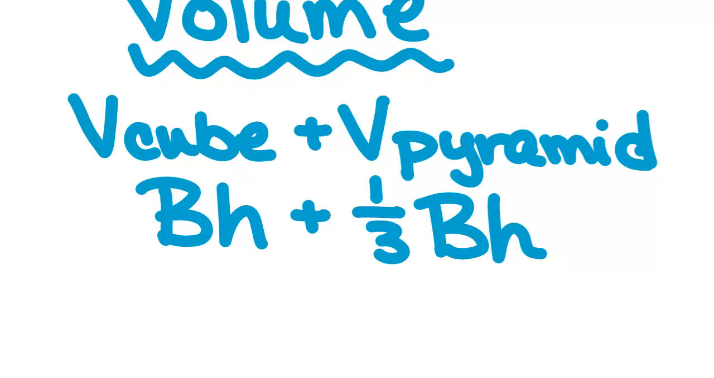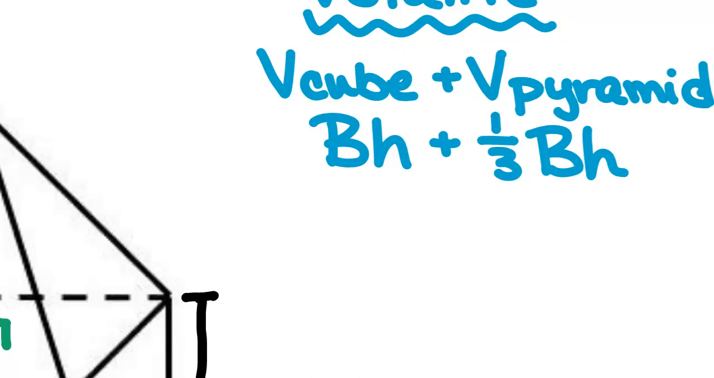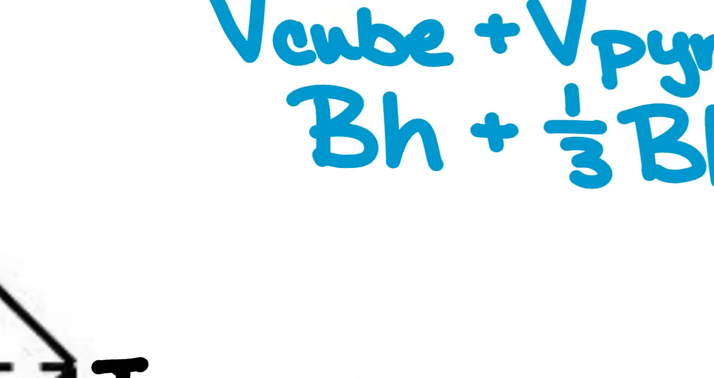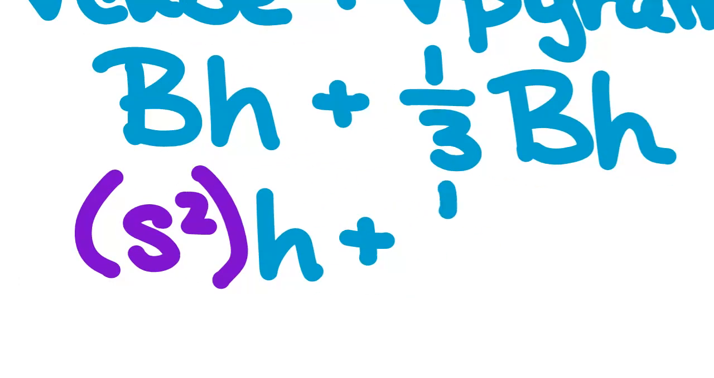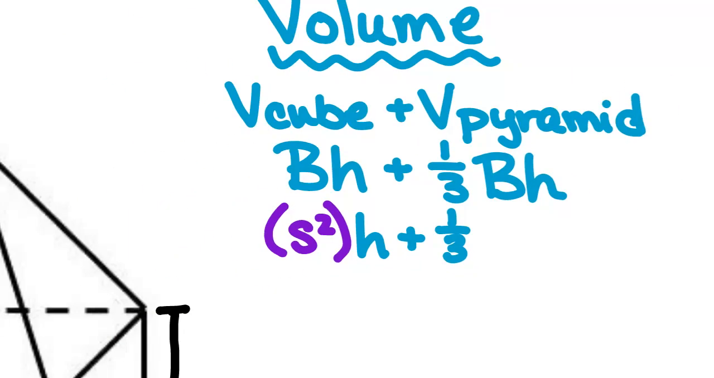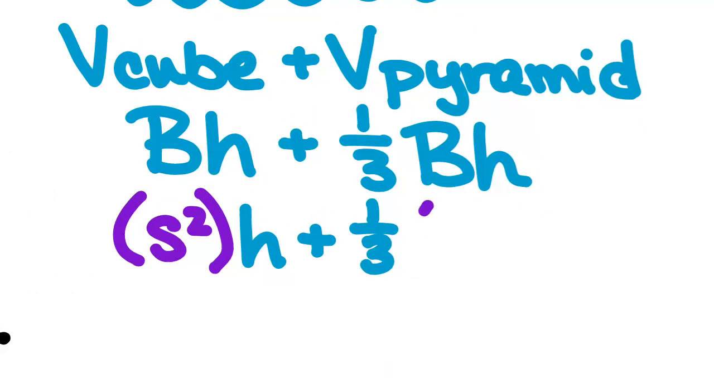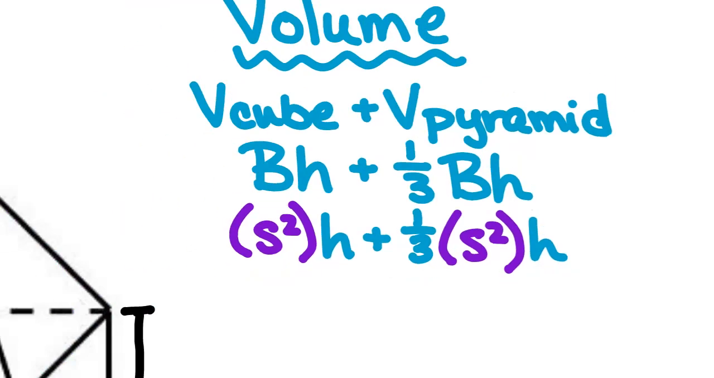What shape is the base of the cube? A square, because it's got all congruent sides, 16, 16, 16, and 16 in the back there. How do we find the area of a square? Side squared. So I have side squared times the height plus 1/3 area of the base of the pyramid. What shape is the base of the pyramid? Also a square, because it's sitting flatly on top of our cube, times the height of our pyramid.